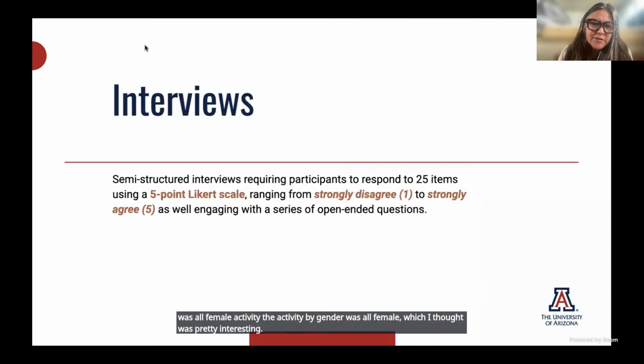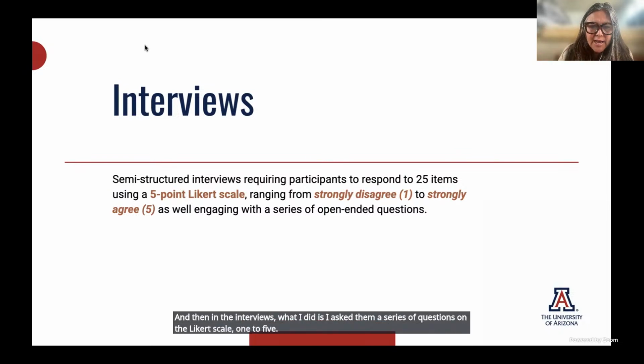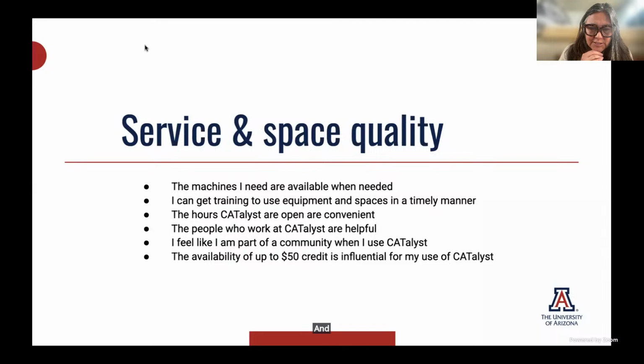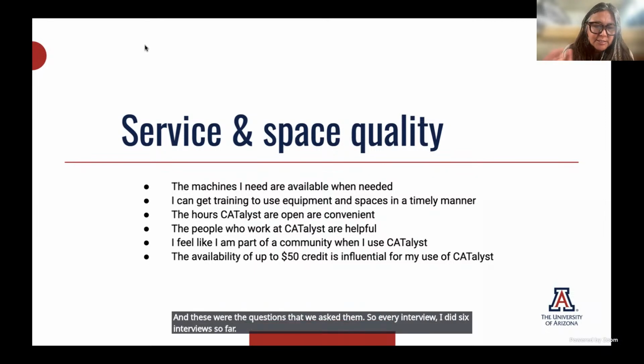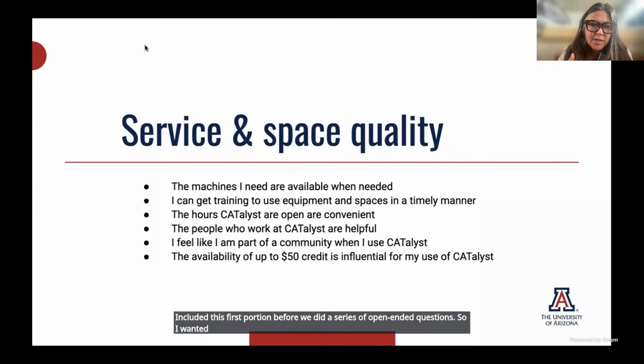And then in the interviews, I asked them a series of questions on the Likert scale, 1 to 5. And these were the questions that we asked them. Every interview, I did 6 interviews so far, included this first portion before we did a series of open-ended questions. So I wanted to understand their experience in the space and with the service.